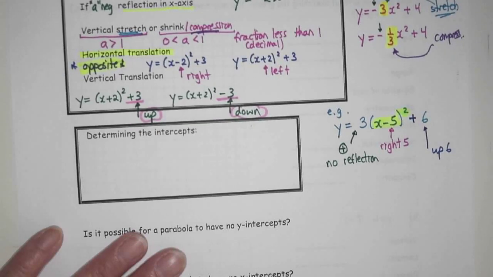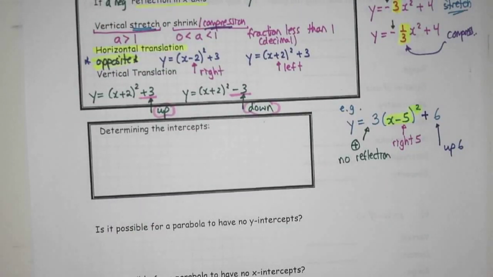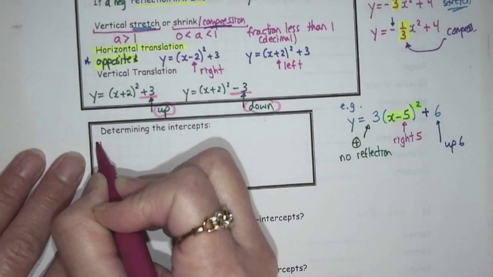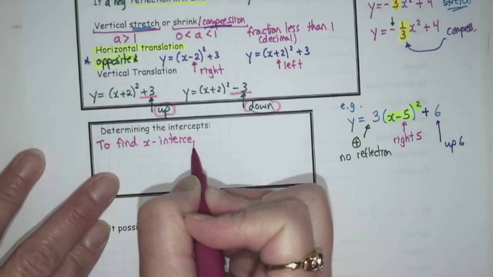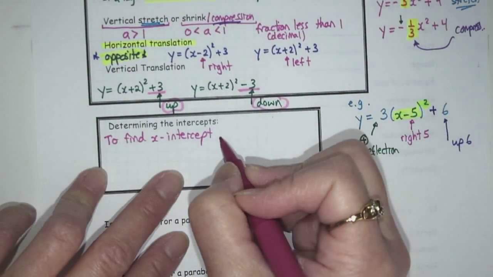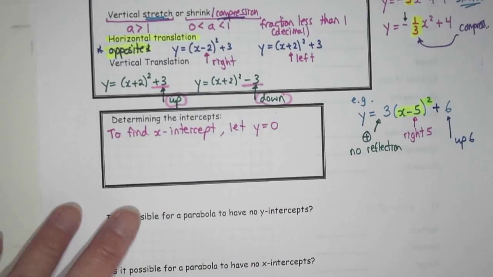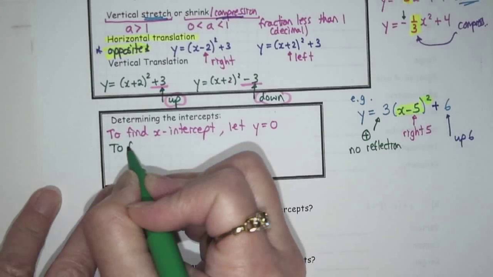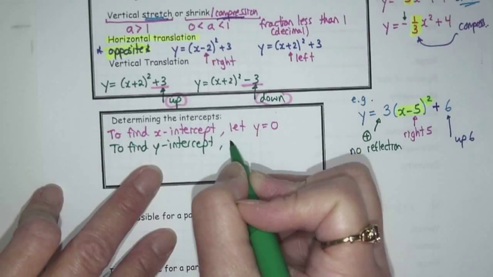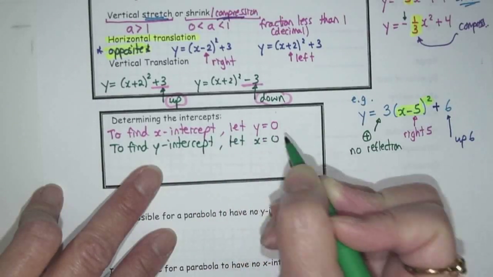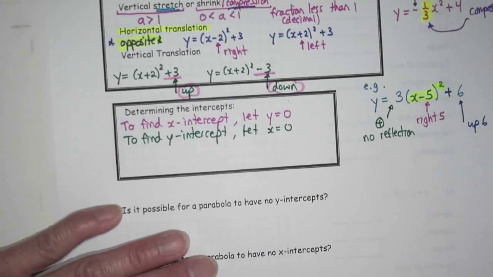And the next part here is just reminding you of how to find x and y intercepts. So to find the x-intercept, we let y equal 0. And to find the y-intercept, you let x equal 0. Now what does that mean? And we solve that algebraically, right? So we're going to sub in and we're going to solve.